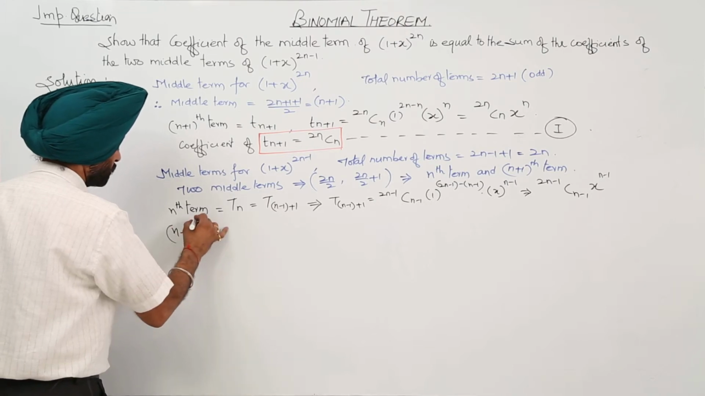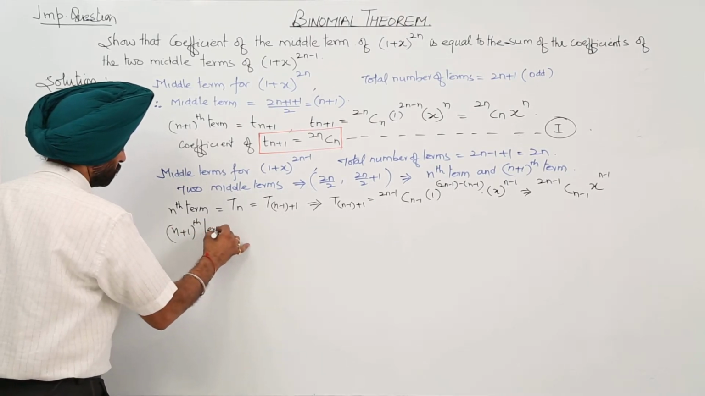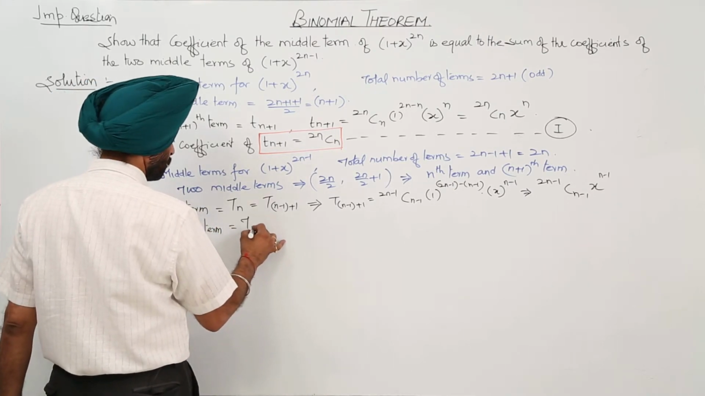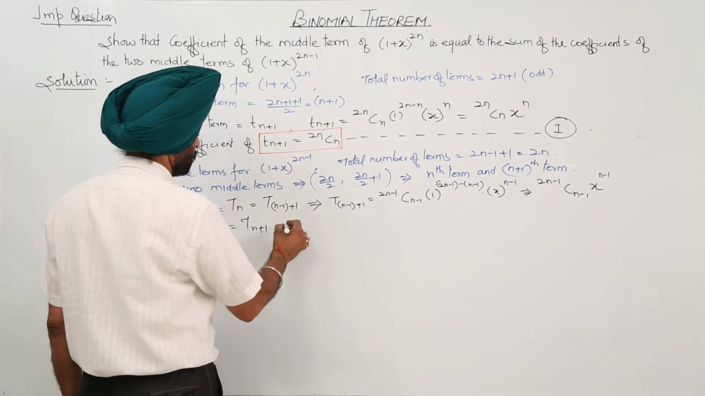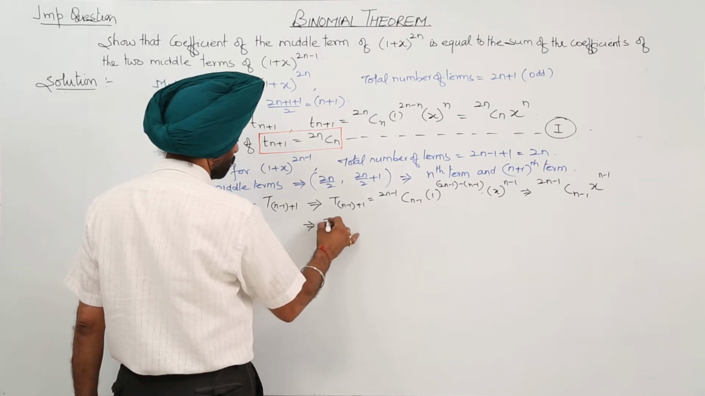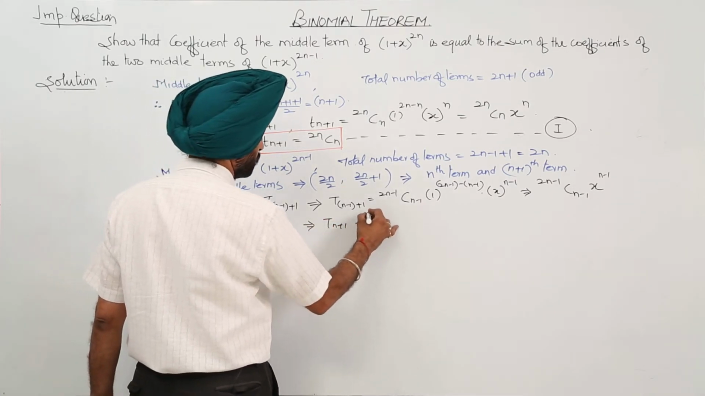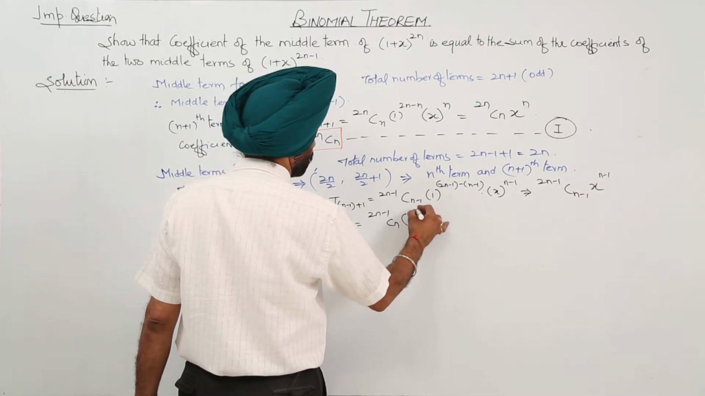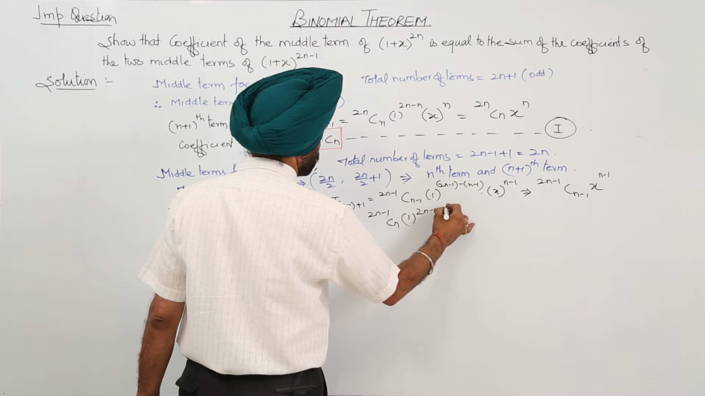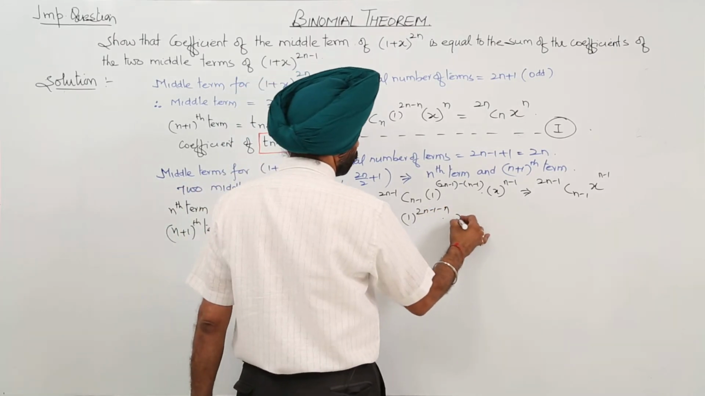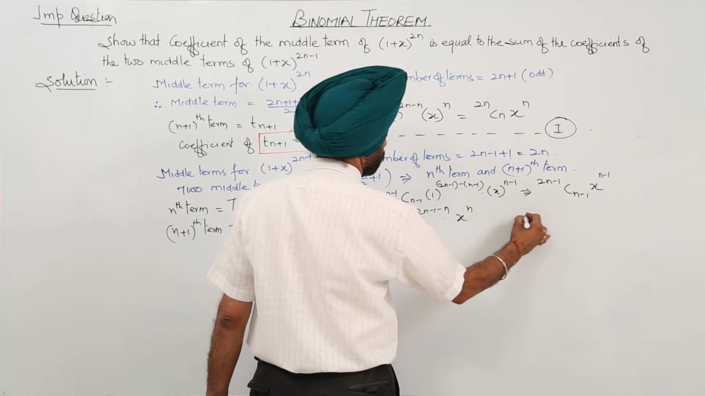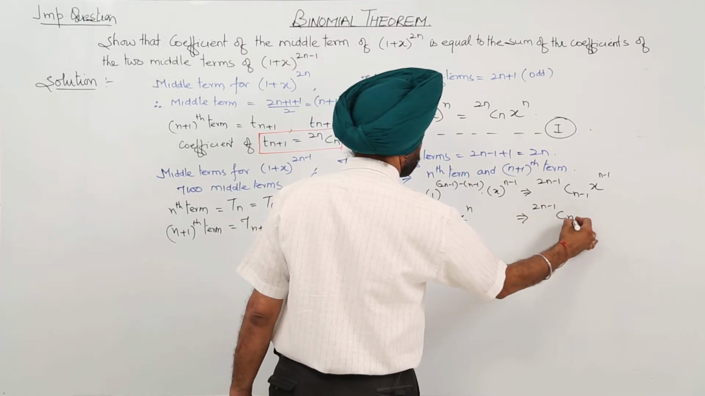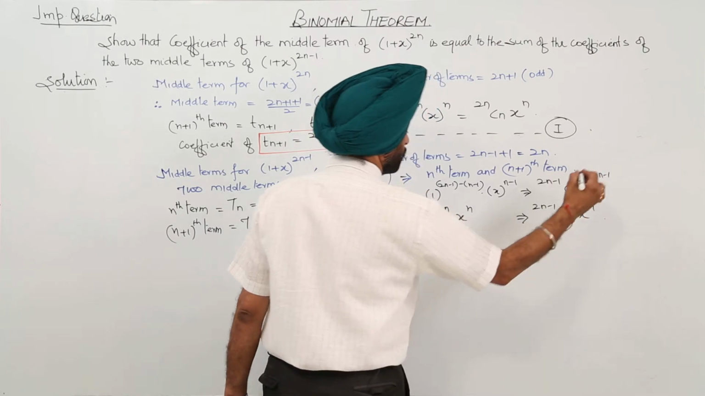The (n + 1)th term is equal to T(n+1). Now T(n+1) is equal to (2n-1)Cn with 1 raised to power (2n-1)-n, with x raised to power n. Now this is (2n-1)Cn x^n.